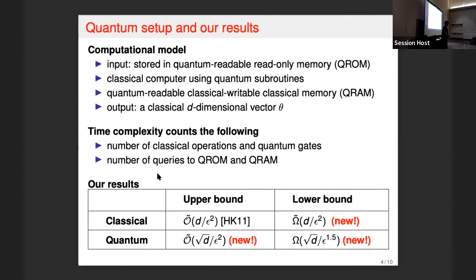So this table is our result. In this paper, we show both quantum upper and lower bounds for Lasso, and they are tight in d dependence and almost tight in epsilon dependence. In the following three slides, I will introduce how our quantum algorithm works for Lasso.